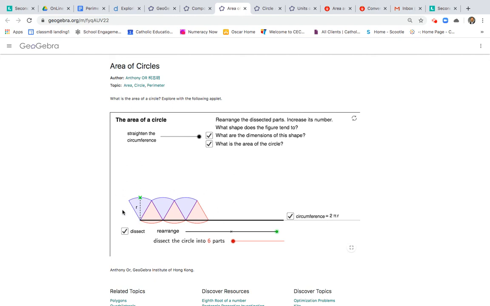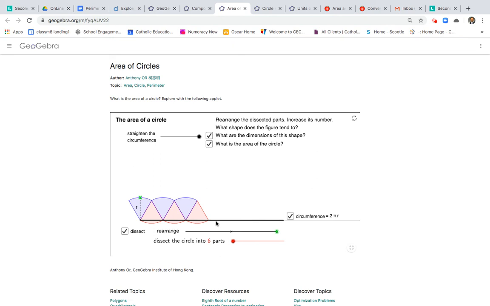What's the area of this parallelogram? Well, the height is r times the base, which isn't 2 pi r anymore. It's half of 2 pi r. Half of 2 pi r is obviously pi r. So what you get is r times pi r, which is pi r squared. So that's exactly where the formula comes from, which is really quite nice.